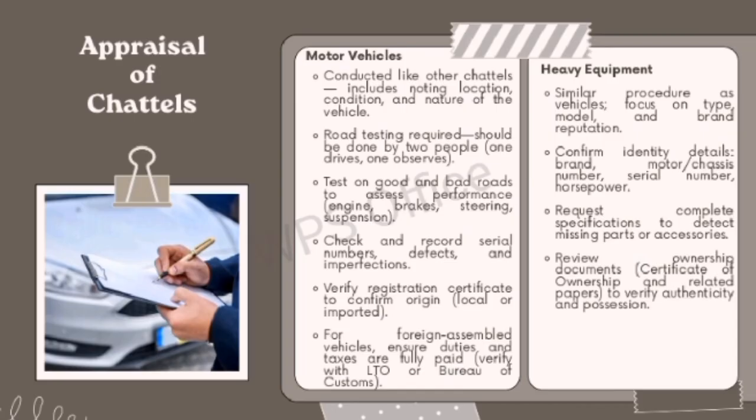Next is the heavy equipment. Heavy equipment refers to large, powerful machines used in construction, mining, agriculture, and industrial projects. For example, it includes bulldozers, excavators, cranes, loaders, graders, and backhoes.